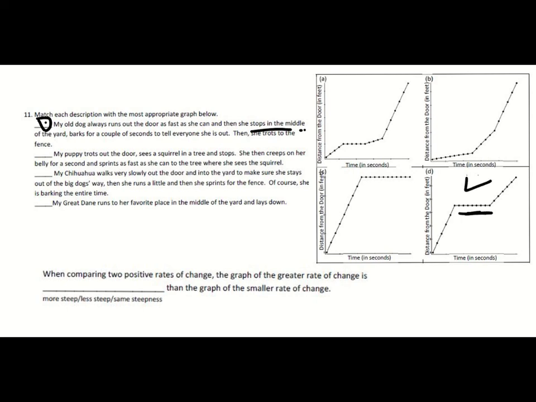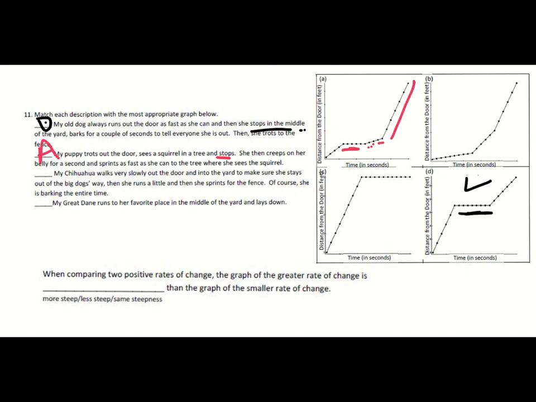This next one: a puppy trots out the door, sees a squirrel and stops, then creeps on her belly for a second, and then sprints as fast as she can to see the squirrel. So that one has 4 parts to it. She stops, but not for long. She stops right here, and she creeps. So she's going kind of slow right here, and then she sprints real fast. So that's A.